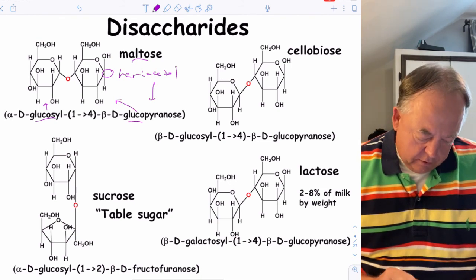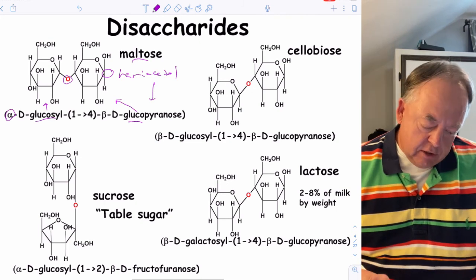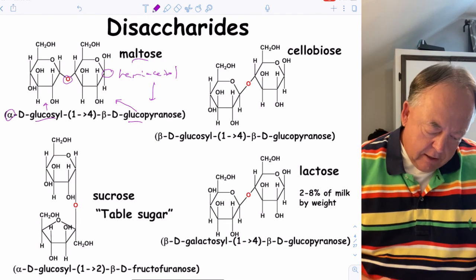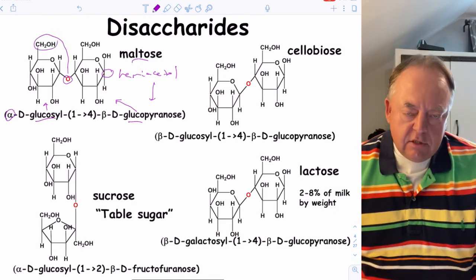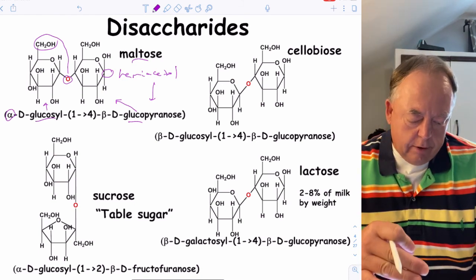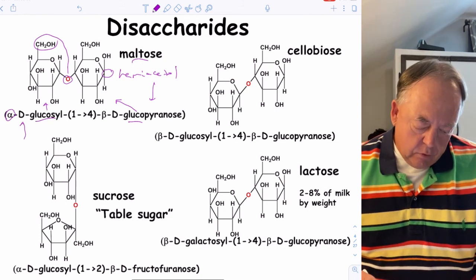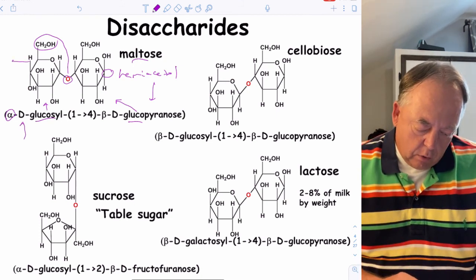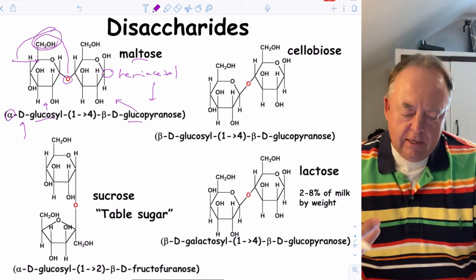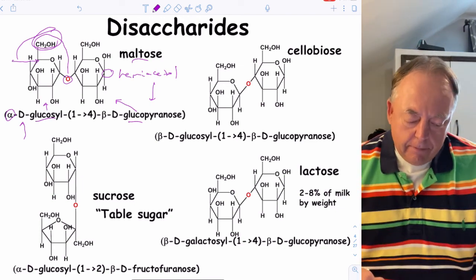If we go through the name, why is this alpha? This was the oxygen that would have been the OH if it was a monosaccharide, and that's trans to the CH2OH, so that's alpha. If you remember, if the OH at the hemiacetal carbon and the CH2OH are cis, then it's beta. If it's trans, then it's alpha. It's D. How do we know? If we draw the Haworth projection and the CH2OH is drawn up, then it's a D sugar.